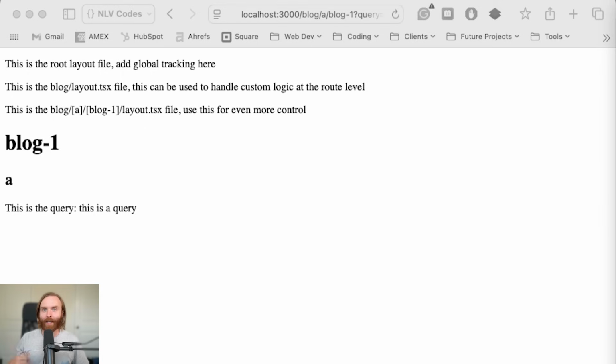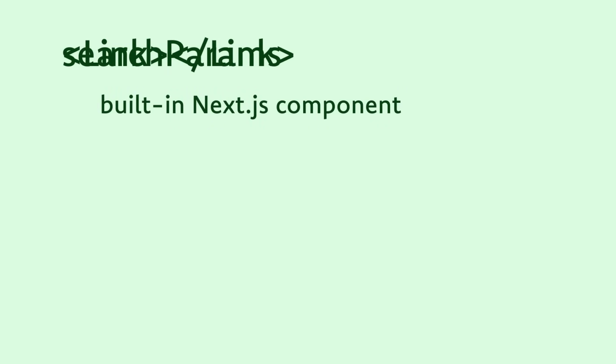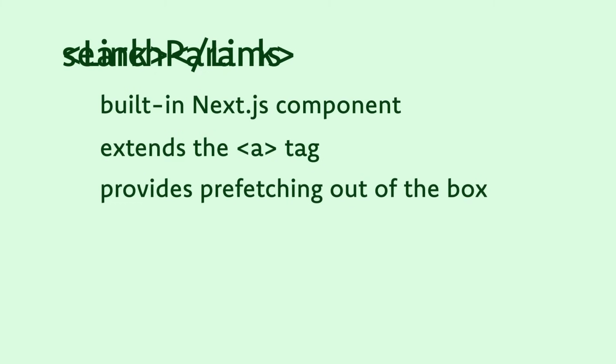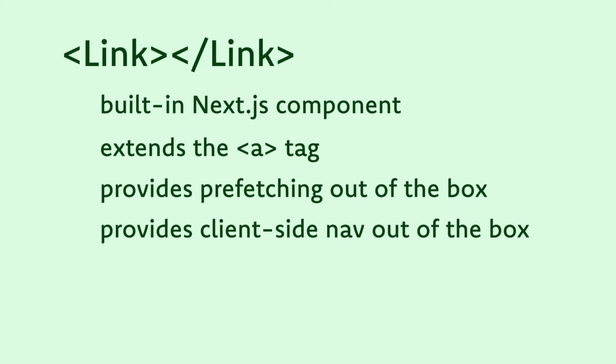Now, as you may know, we can't use generateStaticParams in a client component, so I did have to remove that as well. Now, let's talk about how to link between routes using the Next.js Link component. The Link component is a built-in Next.js component that extends the HTML anchor tag. This component provides prefetching and client-side navigation out of the box. This allows for a smooth user experience when navigating through your website.